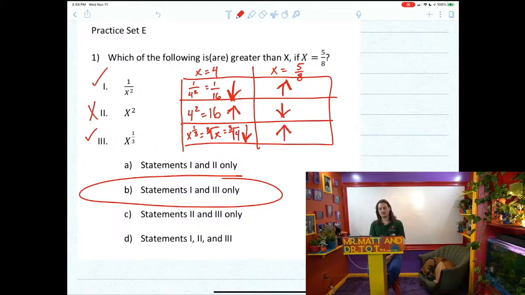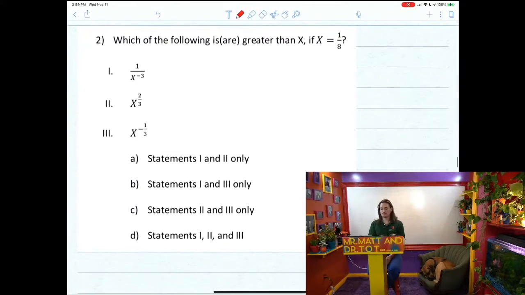But again, if you were at a loss there, you could always just plug in 5/8 and evaluate, assuming that this was on a calculator allowed section. If you have any questions, then let me know. Otherwise, let's look at number 2.